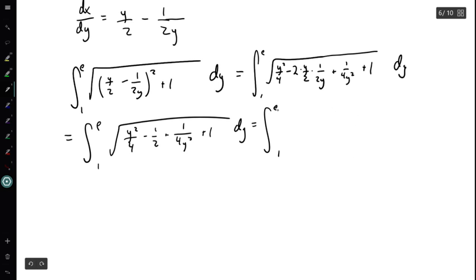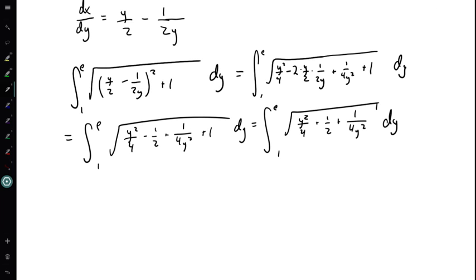Continuing to simplify, 1 to e square root of y squared over 4. The minus 1/2 and the plus 1 work together to give me a plus 1/2, plus 1 over 4y squared. Yep, that's it for the things inside the square root.